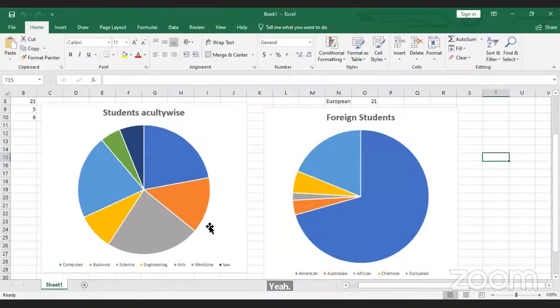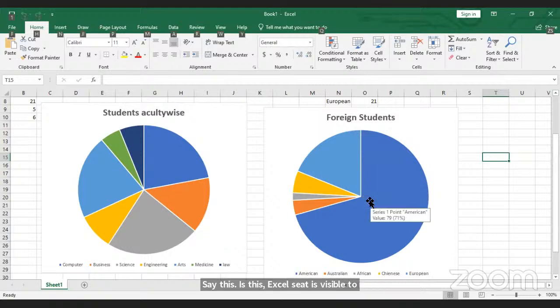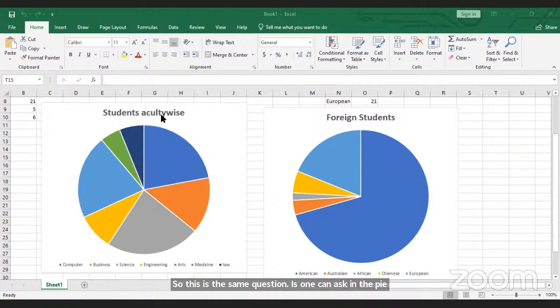See this. Is this Excel sheet visible to you? So the same question can be asked in pie chart form. So this is a pie chart of students, faculty wise. There is an F missing here.